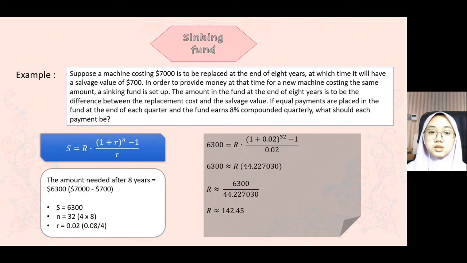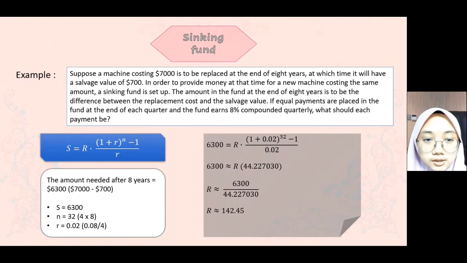at the end of 8 years is to be the difference between the replacement cost and the salvage value. The replacement cost will be $7,000 and the salvage value will be $700. If equal payments are placed in the fund at the end of each quarter, as you can see, at the end of each quarter already states that this is an ordinary annuity, and the fund earns 8% compounded quarterly. What should each payment be?